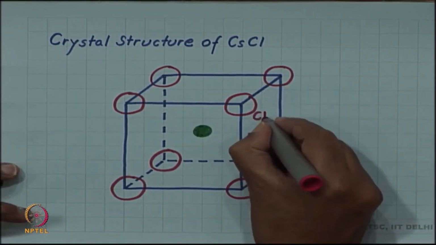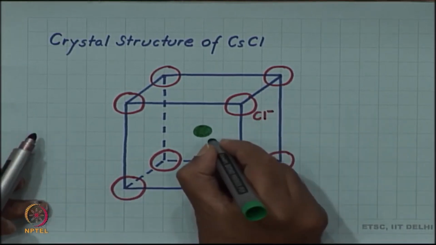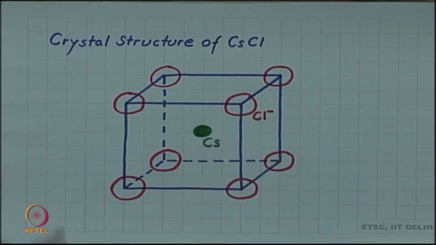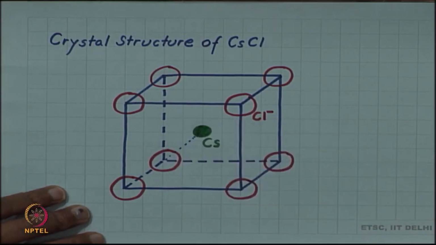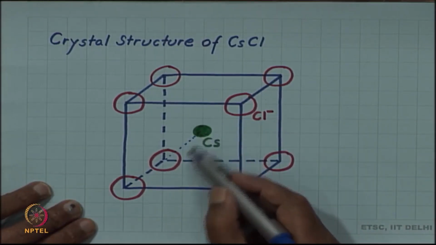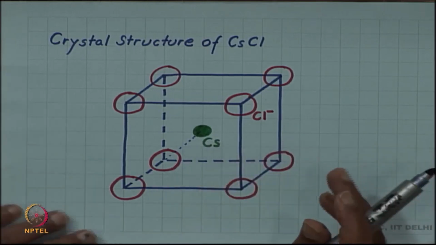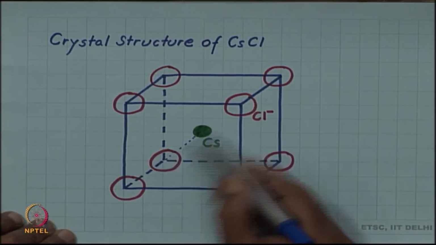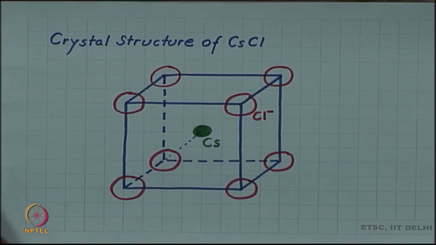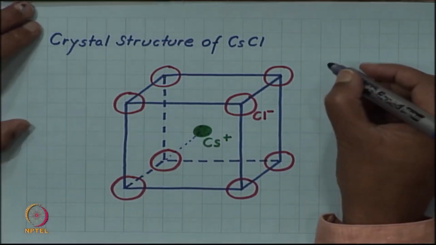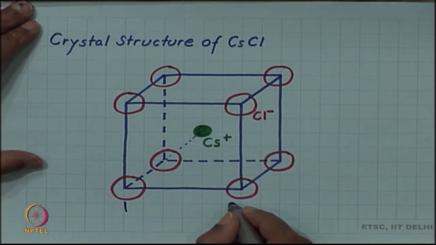These are chloride ions, and this is the cesium ion. Again, the nearest neighbor distance is along the body diagonal, and these two will be touching. So, this is a spaced out view where the ions are shown to be separated, but actually this chloride ion and this cesium ion will be in contact or will be touching. So, we can find a relationship between the radius and the lattice parameter.